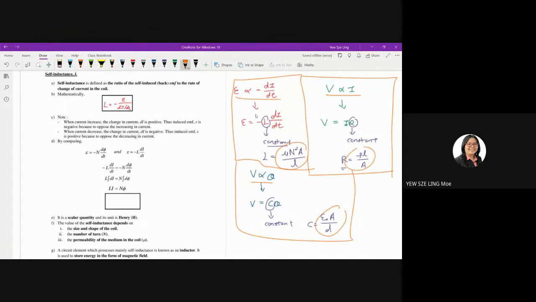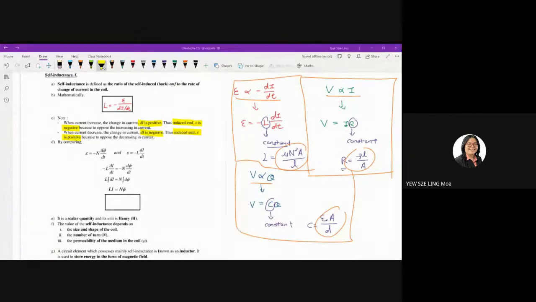So in chapter 2, chapter 3, and chapter 5, we look at them separately. In chapter 6, we're going to combine these three components into one circuit. Now let's look at the notes again. When current increases, the change in current dI is positive. If dI is positive, then induced EMF is negative because it opposes the increase in current. If dI is negative, then induced EMF is positive. Positive, negative, negative, positive. You have to memorize these two statements.